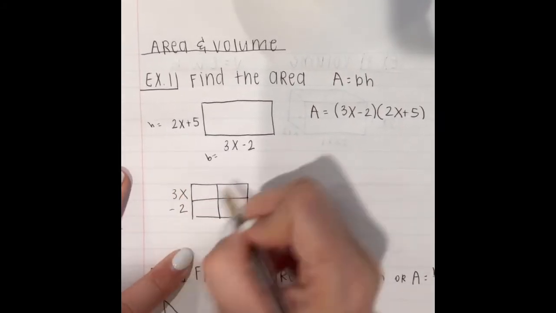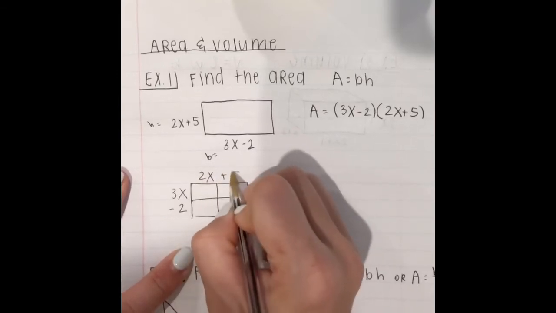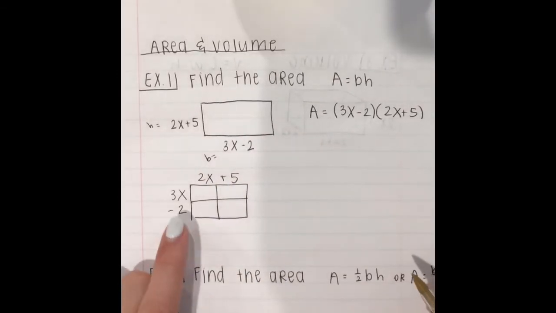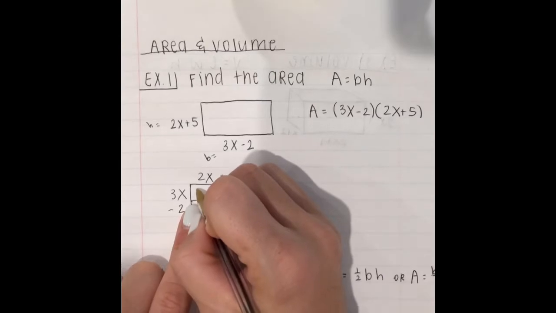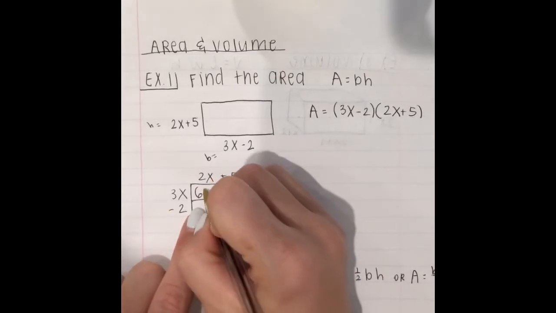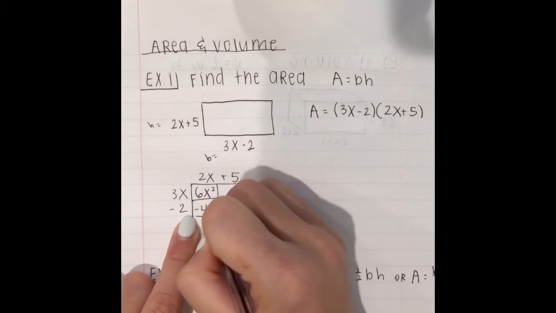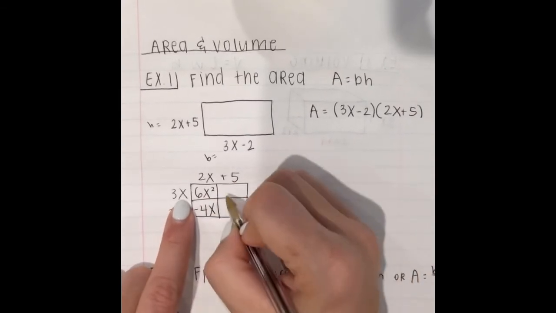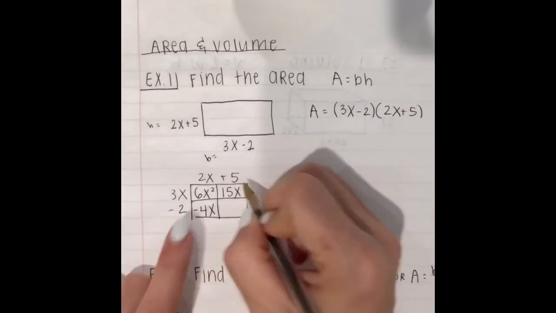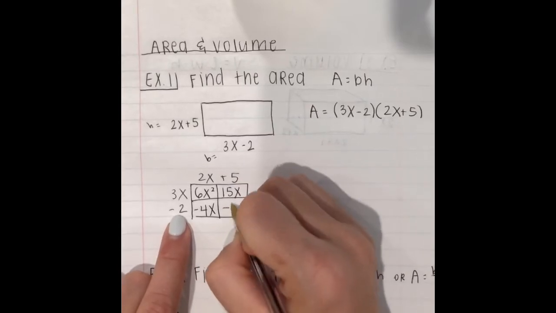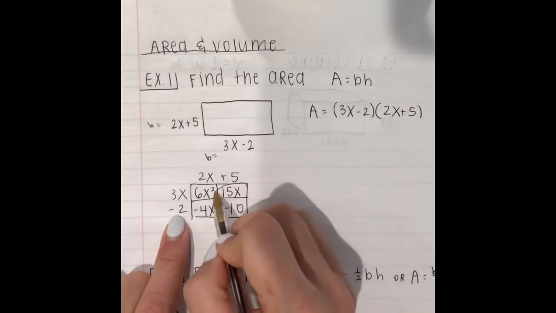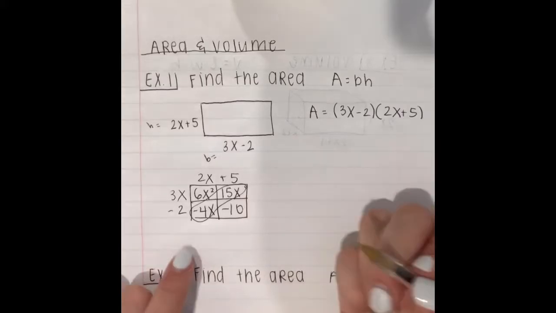3x minus 2 and 2x plus 5. 3x times 2x, 3 times 2 is 6, x times x is x squared. Negative 2 times 2x is a negative 4x. 3x times 5 is 15x. And 5 times negative 2 is a negative 10. With our like terms diagonal from each other.